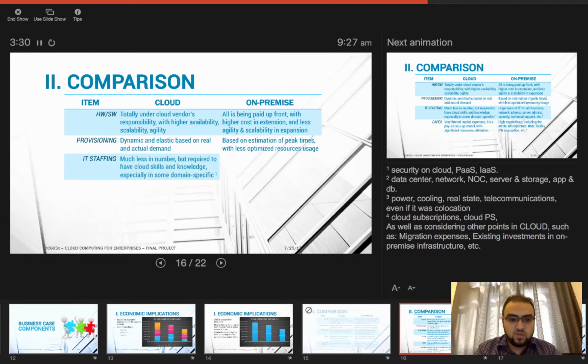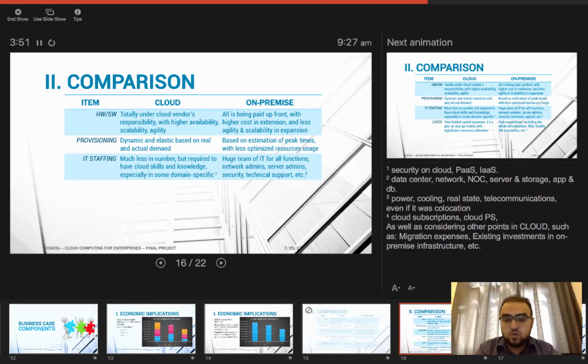IT staffing for the cloud will be much less in number of employees, but they have to have some cloud skills, especially when you are talking about security on cloud, PaaS and IaaS. These are specific, domain-specific skills that are required in the IT staff.